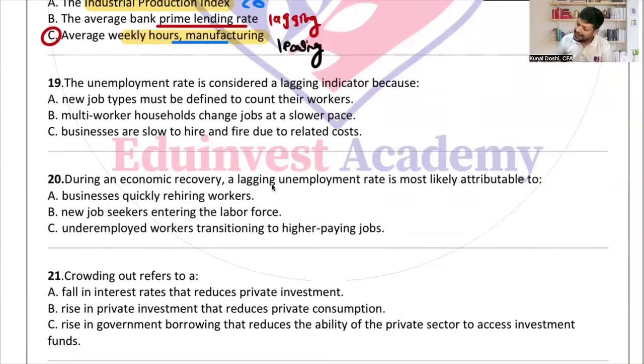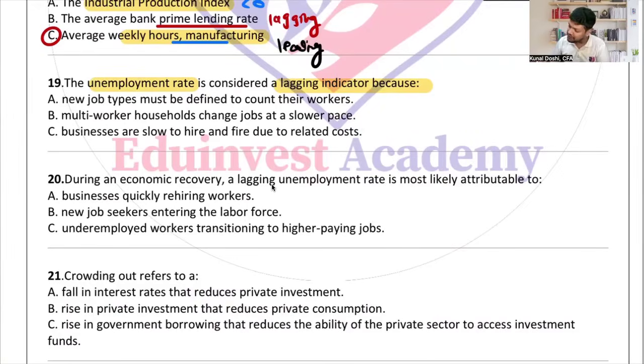The unemployment rate, which is from the past, is considered a lagging indicator. Why? Because of one very interesting thing. Do you think companies fire or hire immediately? No, they take time. They take time to hire and fire. They only fire people if they think there is a persistent fall in the economy, right? So what is the answer?